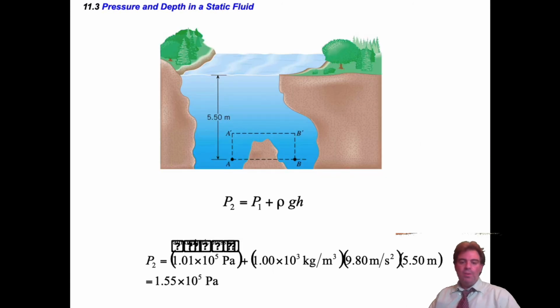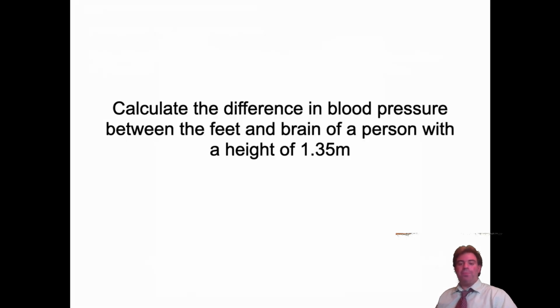So, going back to our presentation, moving on, here we go. Again, pressure 2 is pressure 1 plus rho g h. Of course, pressure 1, 1 times 10 to the 5th. Rho is the density of water, g, acceleration due to gravity, and height is 5.5 meters in depth for a total of 1.55 times 10 to the 5th pascals. So now, let's do one more problem.